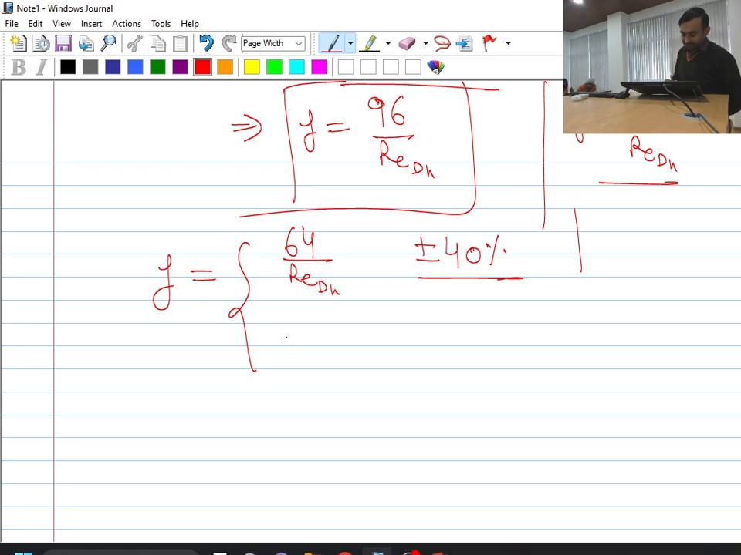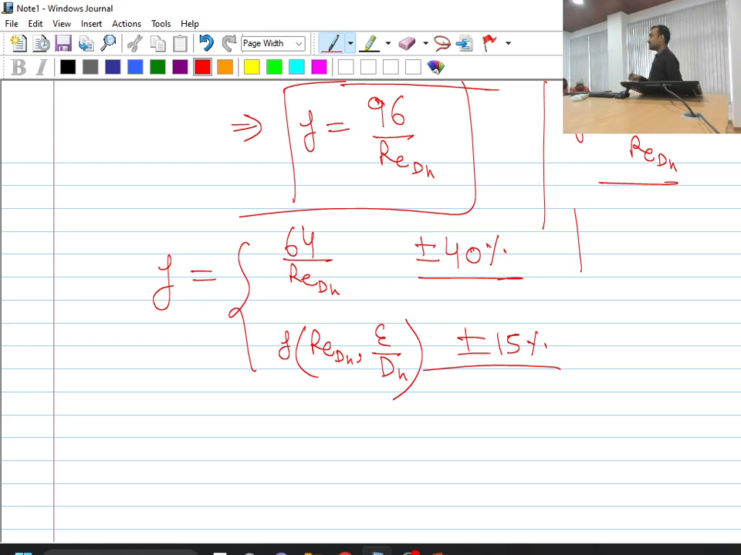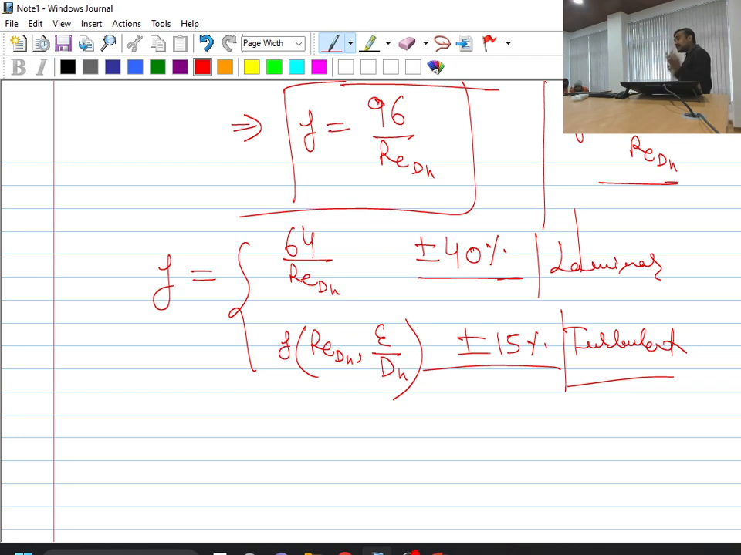On the contrary, if you use the friction factor as a function of Reynolds number based on hydraulic diameter and epsilon by dH, then you will be getting error in the range of plus minus 15%. So the meaning is that this is for laminar flow and this is for turbulent flow. Is this one clear? So it means that if I simply use the Moody's diagram for non-circular ducts, and if I replace only the diameter with hydraulic diameter, I will be getting some value of friction factor, but under laminar flow conditions, that value will have an error band of something about plus minus 40%. But for turbulent flow, this error is very small and it is plus minus 15%.